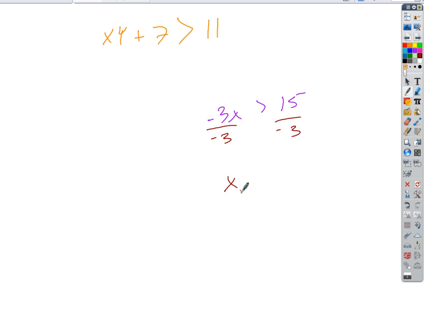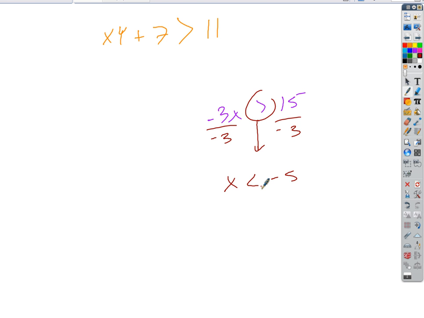X. On the right side, it's going to give us negative 5. Okay, but what's the really critical part here? What do we have to do if we multiply or divide by a negative? We've got to flip the sign, right? We'd have to flip that from a greater than to a less than sign. That's easy to forget, right? Otherwise, the algebra is all the same.